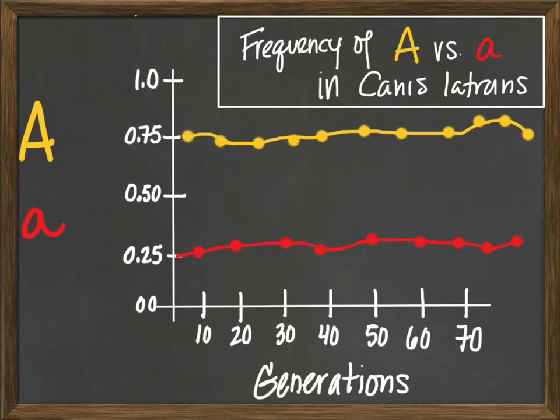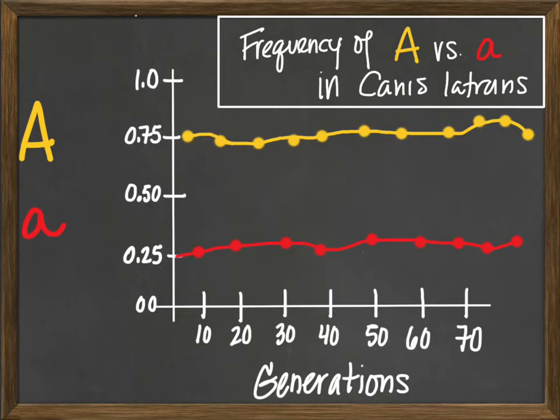Here, we're looking at what percentage of all the alleles in a population are either the dominant or the recessive allele. Note that every individual is going to have one or the other or both. So the total number of alleles for this gene has to add up to 100%, meaning if we have a 0.25 for this one, we've got to have a 0.75 for this one. It always has to add up to 1.